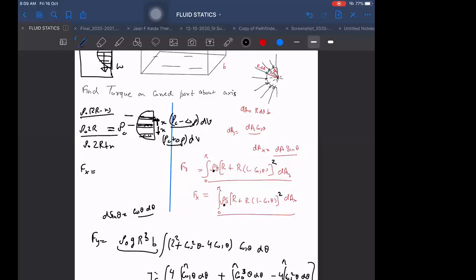Rho at the center is rho naught into 2r. Then rho at x distance below will be rho naught into (2r plus x). Rho at x distance above will be rho naught into (2r minus x). Then the volumes at x distance above and x distance below will be exactly equal, right? Because these are symmetric diagrams.